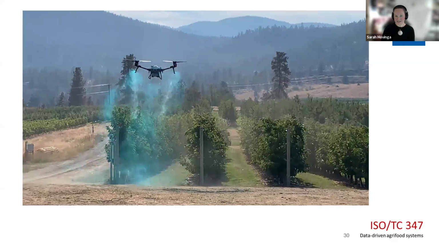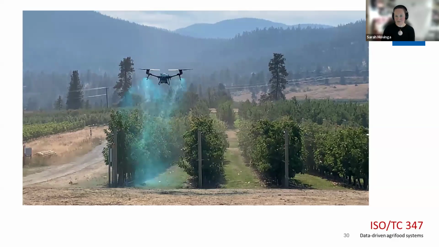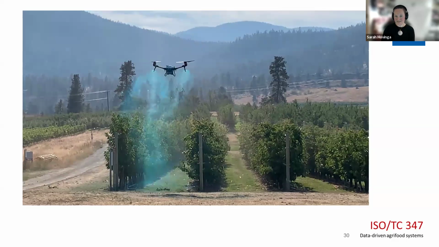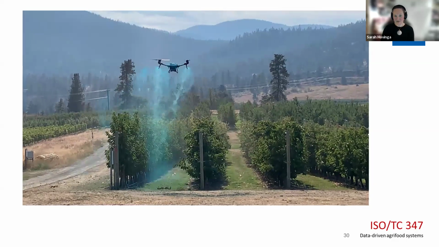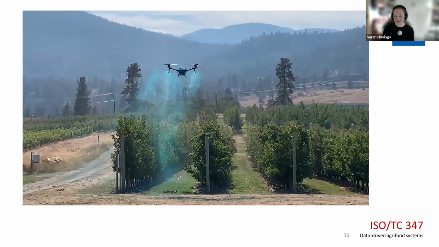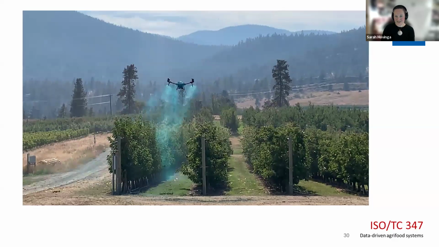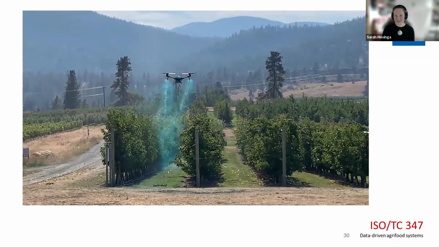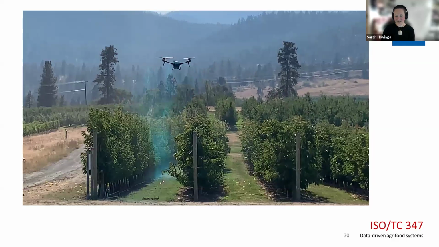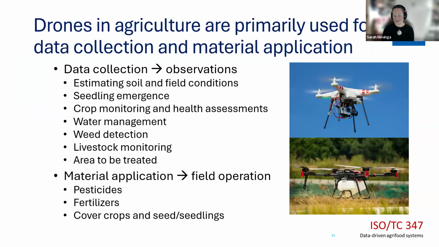And one of the devices I work on quite a bit are application drones. This is a drone applying water with a dye, so you can see what the drift profile is of it, to a cherry orchard in Kelowna, Canada. And so this is an emerging technology that's really taking off, no pun intended, in the world today, and right now is being characterized regulatory wise for the characteristics that it holds.